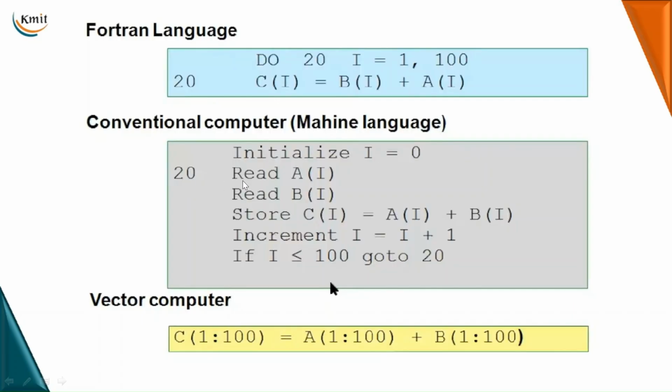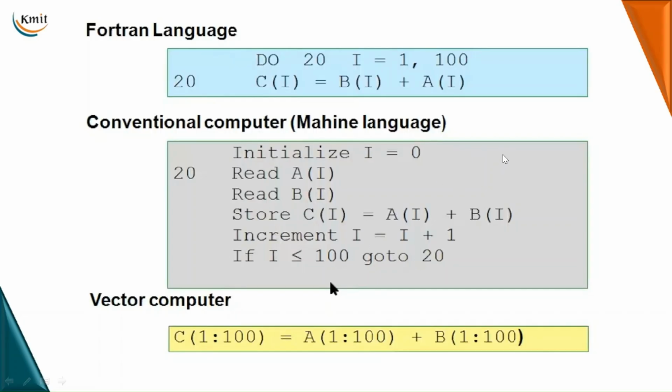And then read the value of a of I and b of I. Then you need to perform a of I plus b of I and store the result in c of I. And you need to increment the variable I, then check if I is not equal to 100. Then it again goes to the label 20 and it performs the same thing. So these instructions will be executed until I is equal to 100.